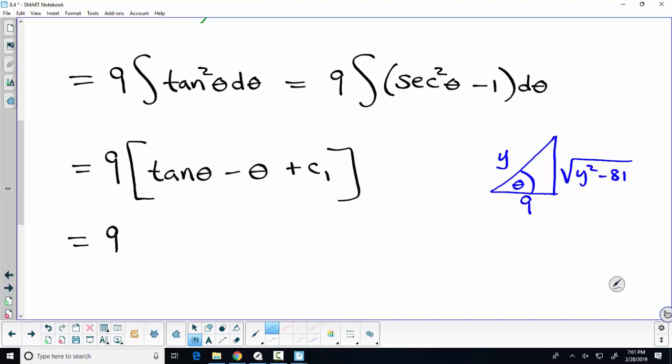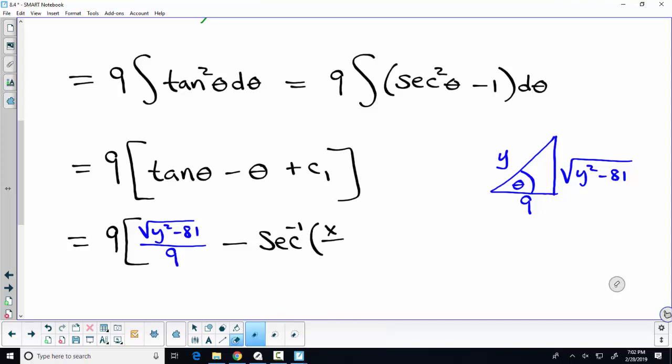So we have 9 tangent theta. I'll just write this right. 9 tangent theta, square root of y squared minus 81, all over 9, minus theta, which is the inverse secant of y over 9. And then we have this constant. All of that now gets multiplied by 9.